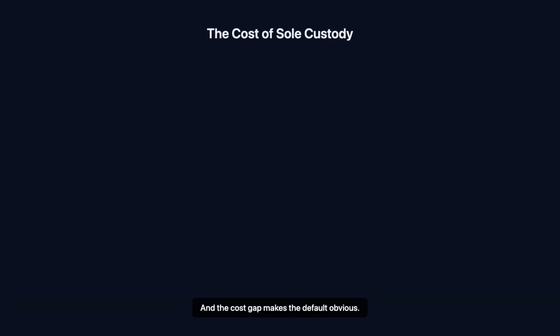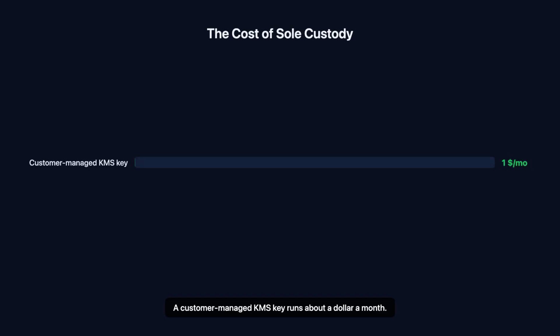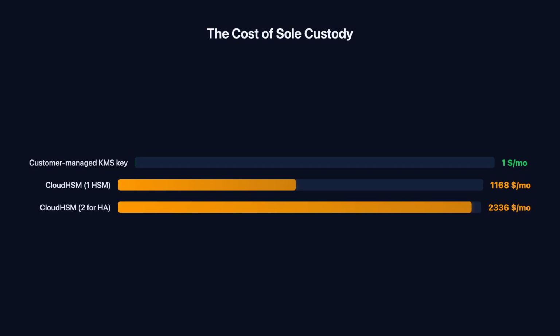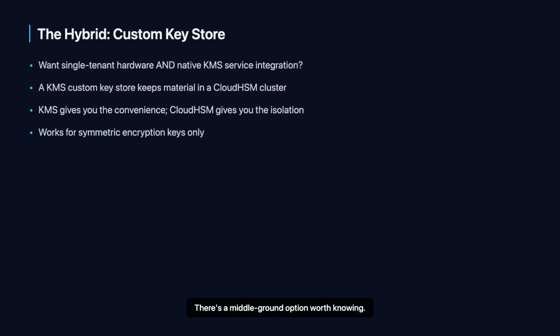And the cost gap makes the default obvious. A customer-managed KMS key runs about $1 a month. A single CloudHSM runs about $1.60 an hour, which works out to roughly $1,170 a month running around the clock. And because Amazon Web Services recommends running at least 2 for high availability, your realistic baseline is closer to $2,300 a month. That's a difference of about 1,000-fold. When the numbers are that lopsided, you don't pay for a private vault unless a regulation is explicitly holding a gun to your architecture. There's a middle ground option worth knowing.